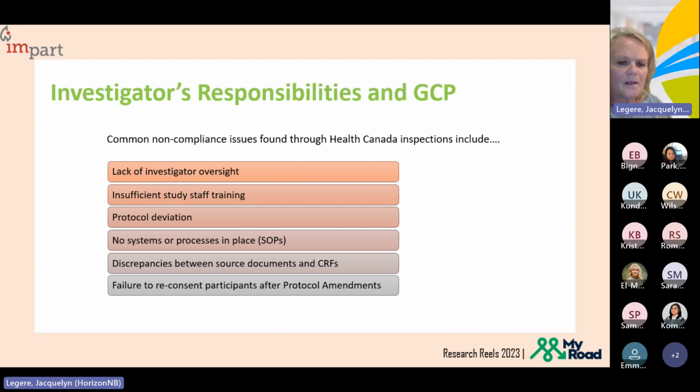No systems or processes in place. So if you have missing standard operating procedures, they look at that. Discrepancies between source document, meaning hospital records, and the information that's collected for the sponsor, which is called a case report form. And failure to reconsent participants after protocol amendments. If the REB has asked you to reconsent them and you haven't, that's a deficiency.